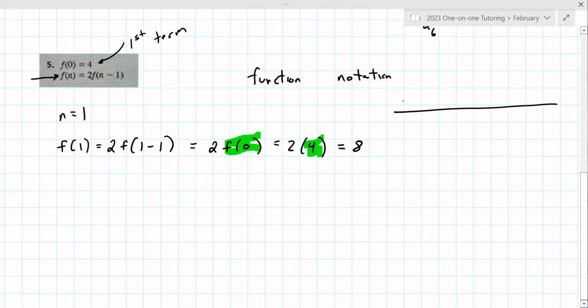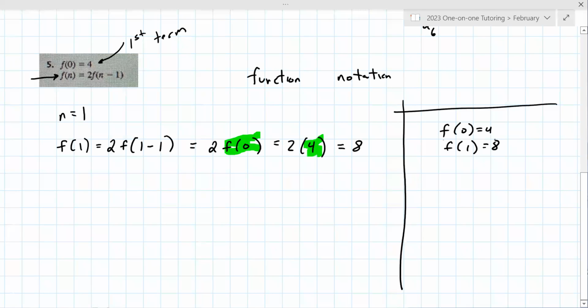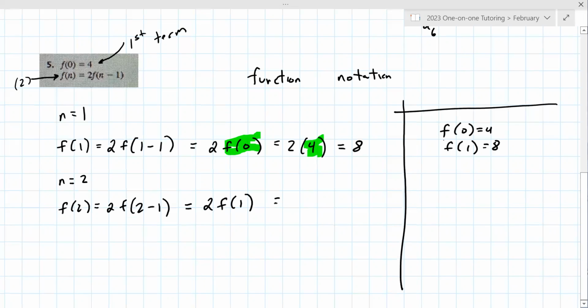And so again, it might be good to come off to the side and make this list: f of 0 is 4, f of 1 is 8. Because sometimes you notice a pattern. So now let's let n equal 2. And again, I'm going to use that second equation. f of 2 equals 2 times f of 2 minus 1. And that's 2 times f of 1.